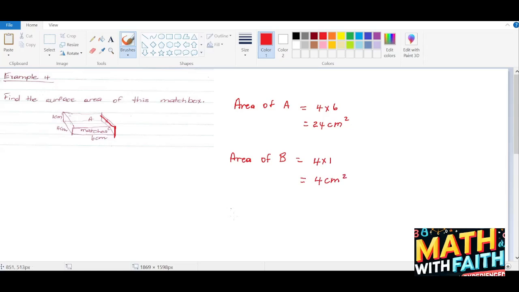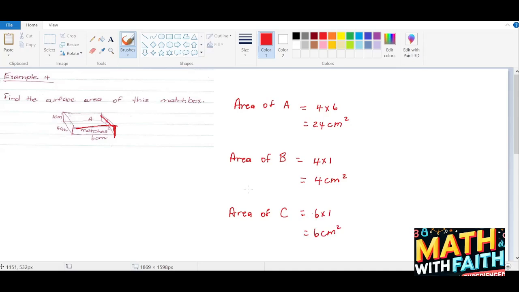And finally, the area of C. So we're looking at the area of all 6 faces of this matchbox. And C would be the front and back. So that's this, which is 6 centimeters long, and the vertical, which is 1 centimeter long. So length by breadth will be 6 by 1. 6 ones are 6 centimeters squared.